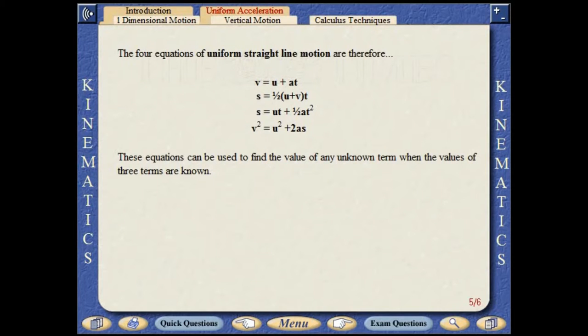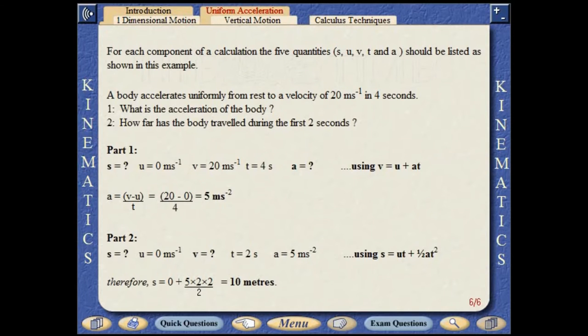The four equations of uniform straight line motion are presented here. These equations can be used to find the value of any term when the values of three terms are known. For each component of a calculation, the five quantities should be listed as shown in this example.